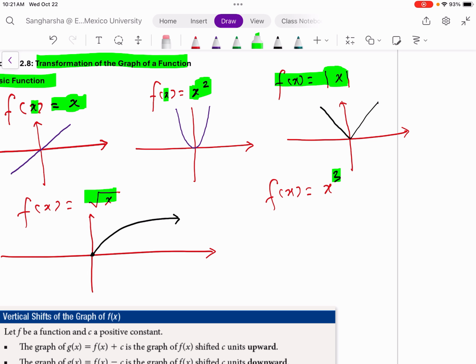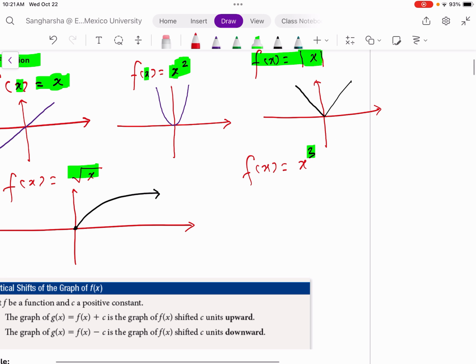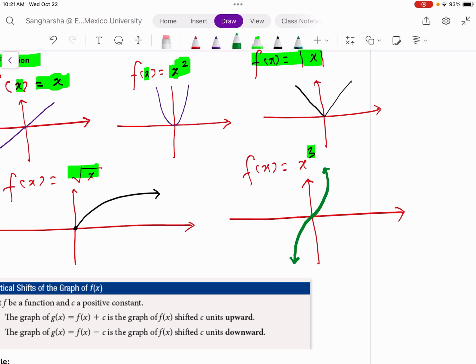This is a cubic function, and the graph of a cubic function looks like this. So this is the case when we have a cubic function. This is the graph for every cubic function.